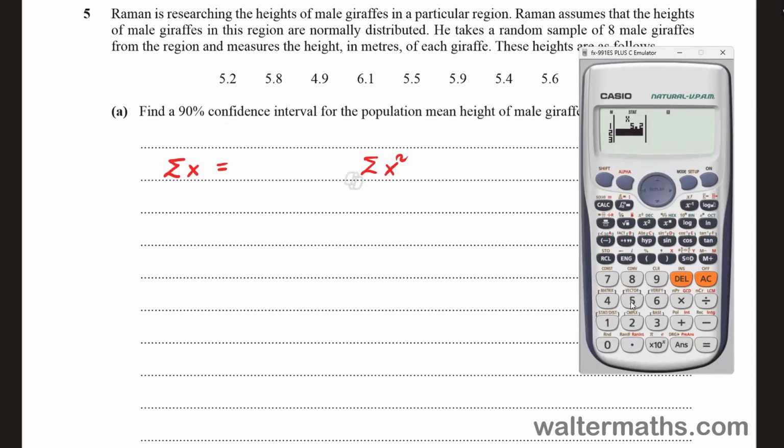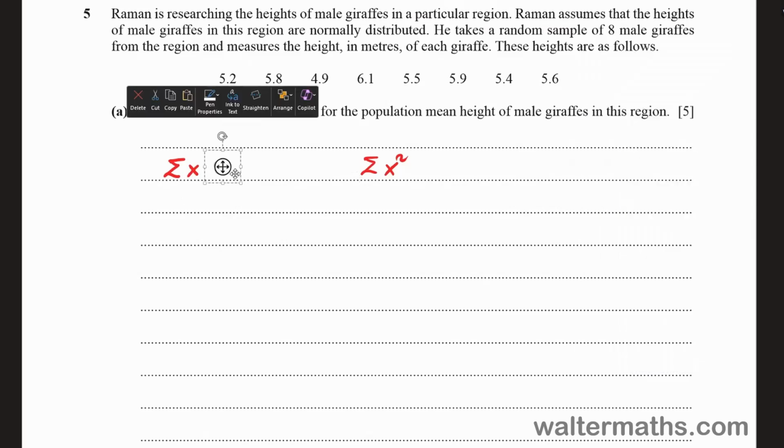So we've got here 5.2, enter, 5.8, enter, 4.9, enter, 6.1, enter, 5.5, enter, 5.9, enter, 5.4, and 5.6. So these are the data points. So shift 1, sum is option 3. For the sum of the terms, that's 2. We get 44.4. So we've got 44.4 here.